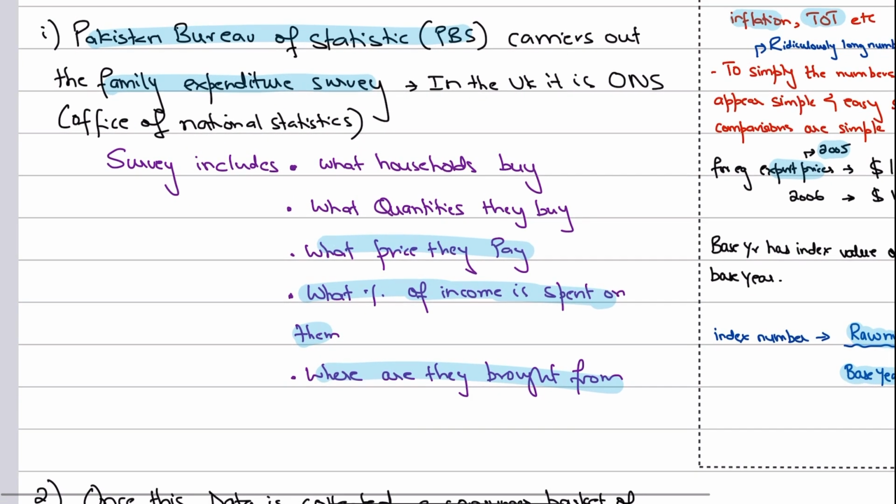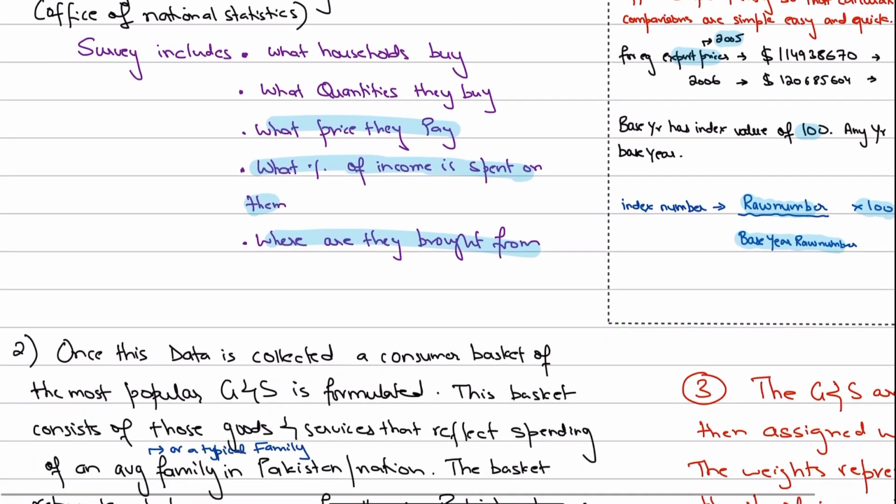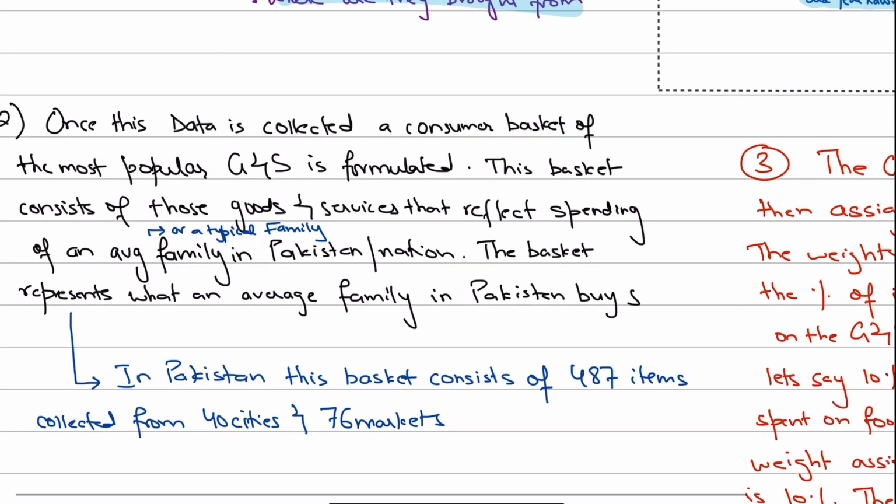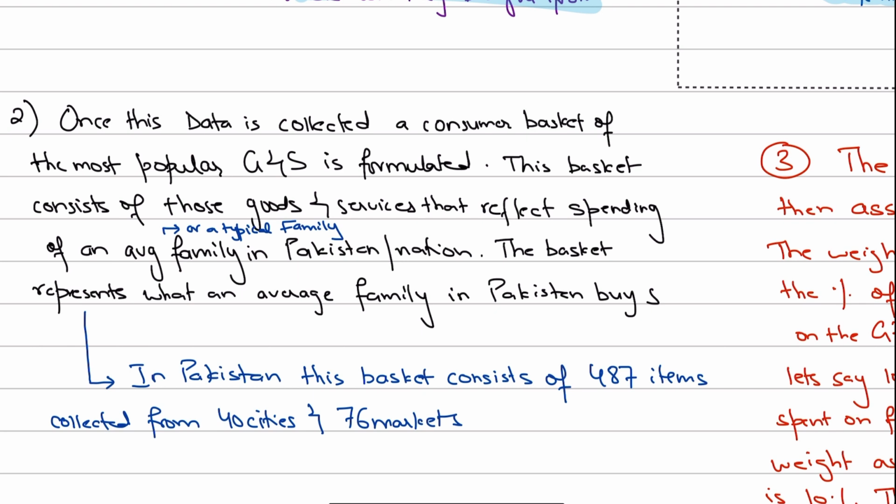Once that data is collected from that survey, a basket is constructed. Now when we say that a basket is constructed, the basket does not mean an actual basket. It simply means a collection of those goods and services that are most popular among the households' expenditures. So when you say a consumer basket is formulated, it means the consumer basket of the most popular items of goods and services is formulated.